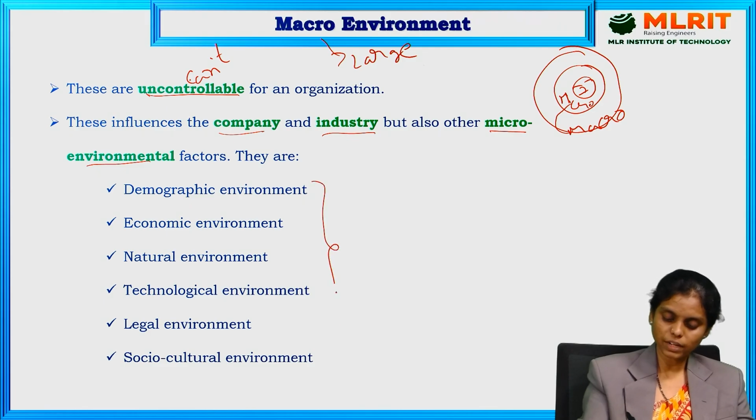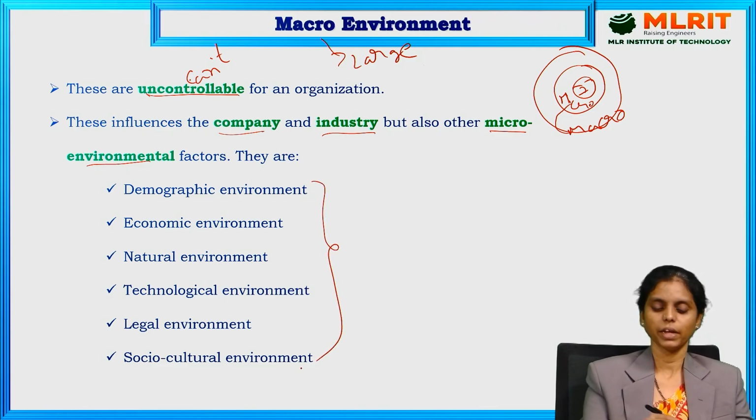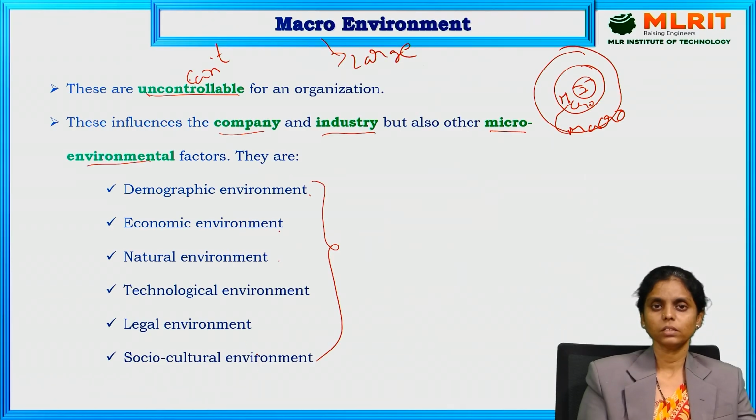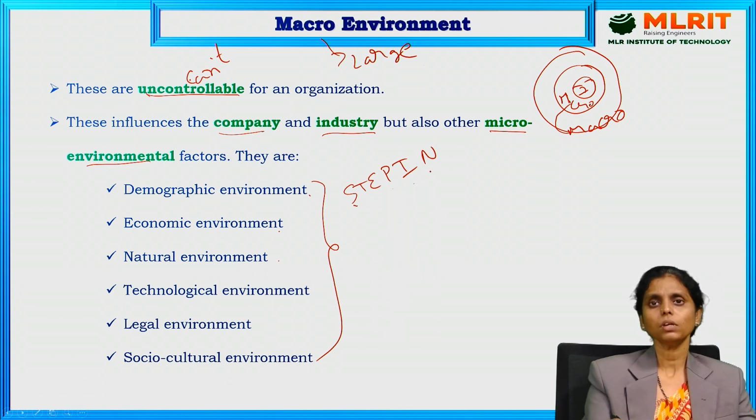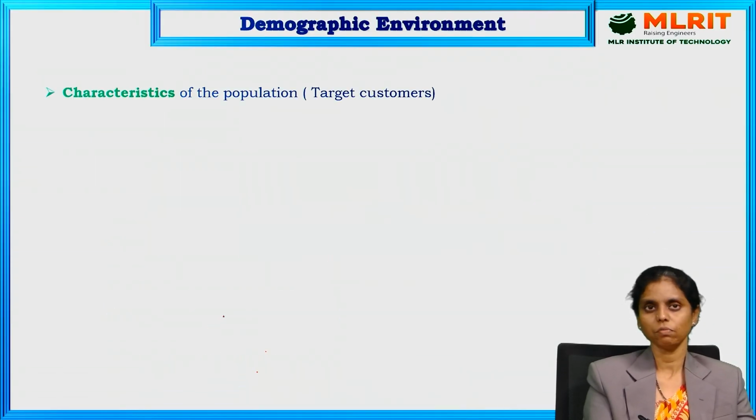Now what are the various macro environmental factors that we have? Like demographic factors, economic factors, natural factors, technological environment, legal environment, as well as the last one, the socio-cultural environment of a business. Now there are different ways to remember that: STEPIN. Socio-cultural factors, technological factors, economic, political, international, natural. So now let us discuss in detail what these factors are and how they are influencing the decisions.